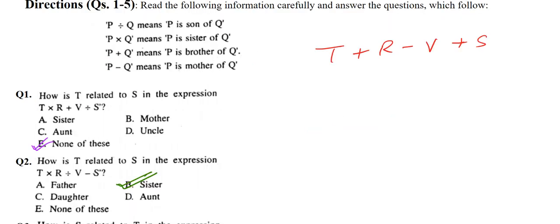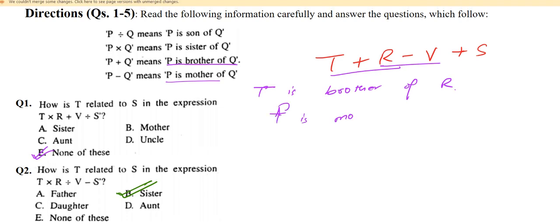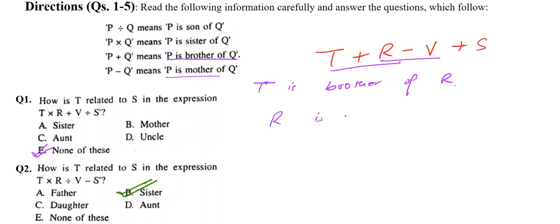So beginning with T plus R. T plus R means T is brother of R. So let's write it here. T is brother of R. Now we have T minus V. T minus V means T is mother of V. R minus V means R is mother of V. Third, we have V plus S. So V plus S means V is brother of S.